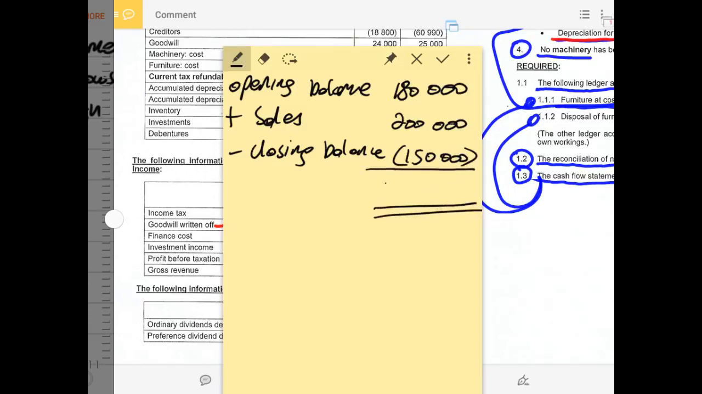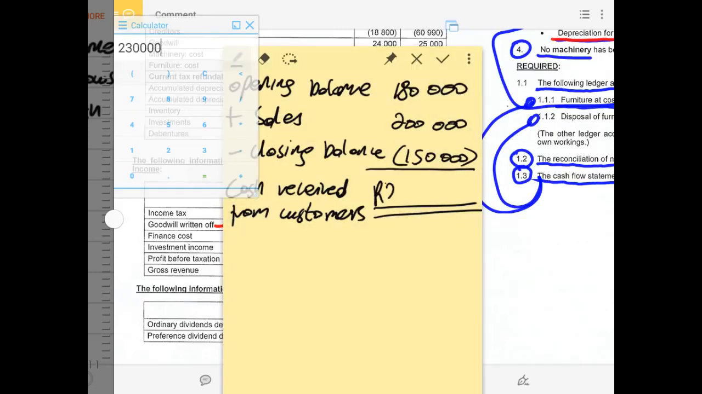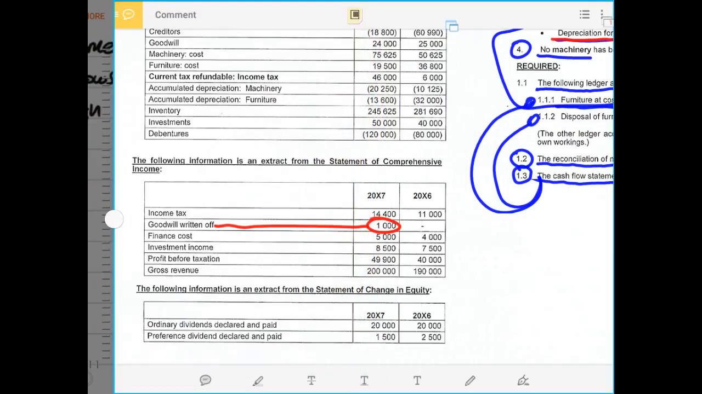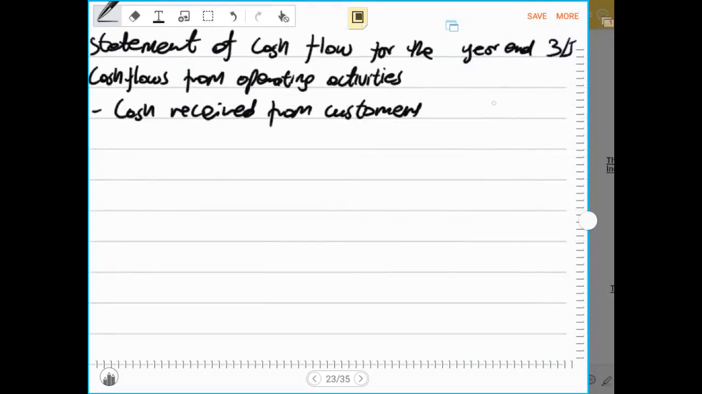Therefore, this will give us cash received from customers. This is how you calculate the cash received from customers, meaning it will be 180,000 rands plus 200,000 rands minus 150,000 rands, and this will give us 230,000 rands. And the 230,000 rands will be cash that was received from customers, as I showed you in the calculations.